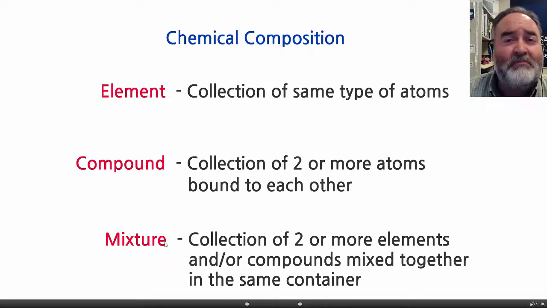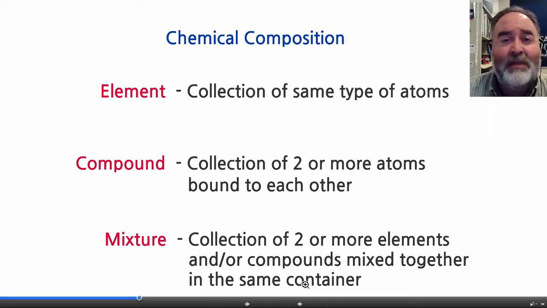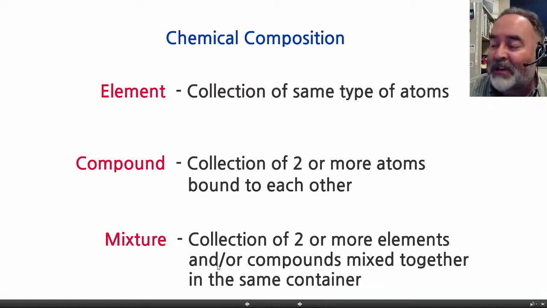And then, of course, we can have a mixture, a collection of two or more elements and compounds mixed together in the same container that may or may not be chemically snapped together. They just happen to be in the same container at the same time. That's a mixture.